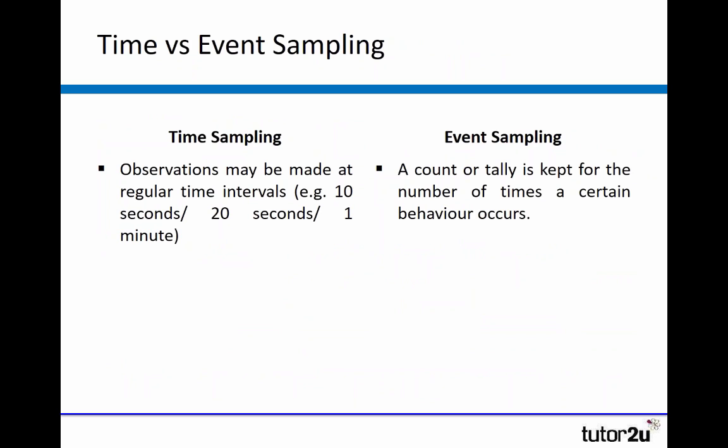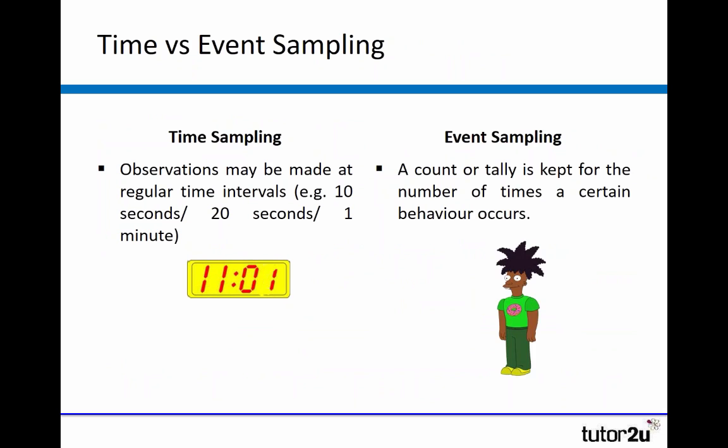Okay. Firstly, time sampling is where observations are made at regular time intervals. Okay, so the observer might just record every 10 seconds what's happening, every 20 seconds, or every minute. Event sampling, on the other hand, is where you count or tally every single time a certain behaviour occurs. Okay, so the little Simpson character bouncing up and down, we might just count every time he's bouncing, rather than just looking at him at a certain time frame. So that's the distinction between the two, and this question was looking at time sampling.